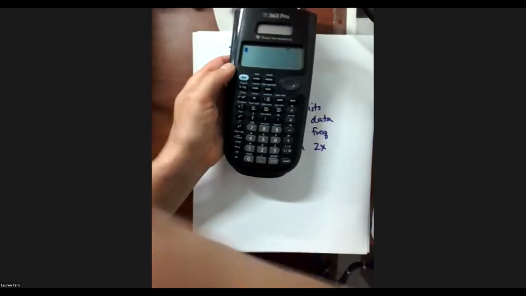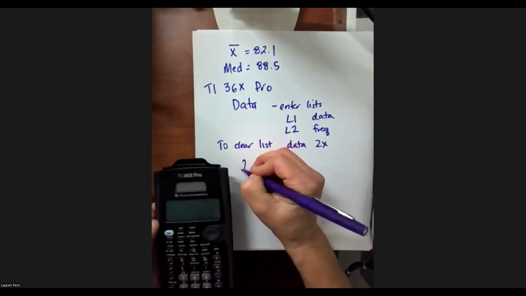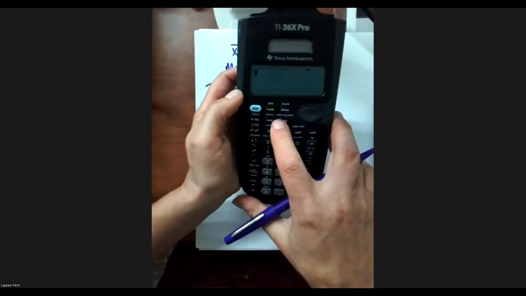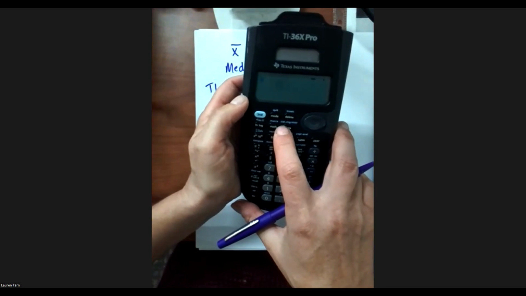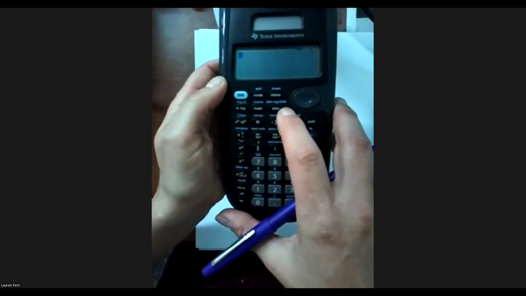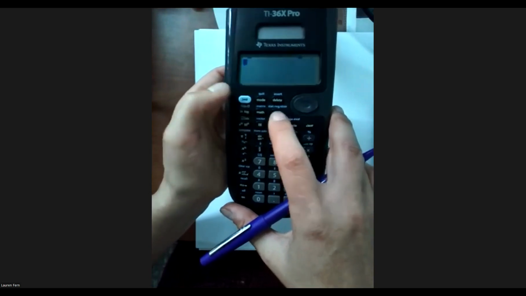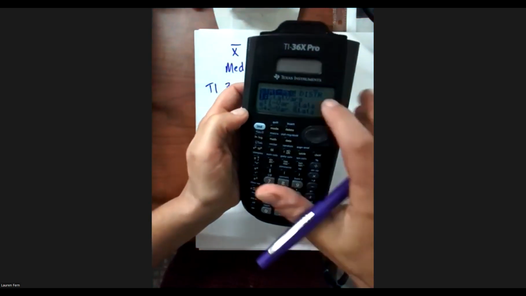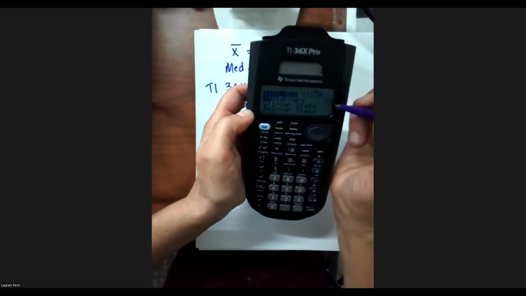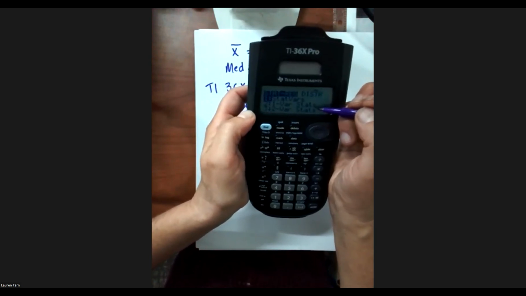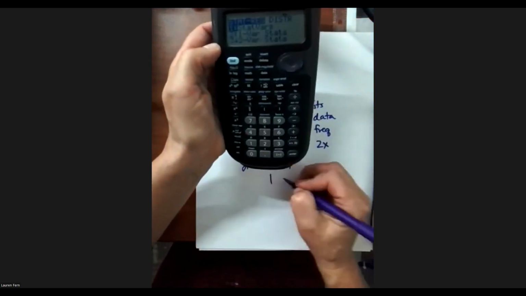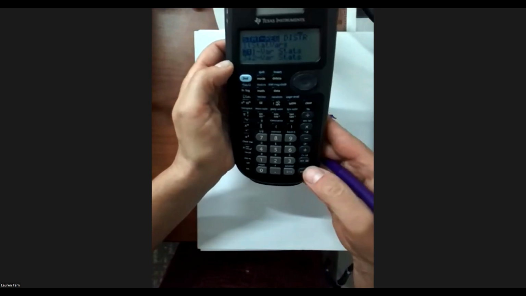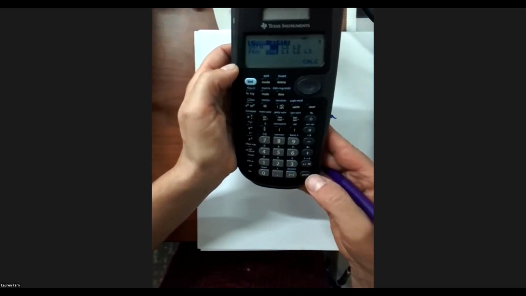All right, now to do the computations in this calculator, you're going to hit your second data button, because if you look at it, it says in blue, stat reg distr. So you're going to hit second data. And what we want to do is go down here to 1 var stats. So I'm going to arrow down to 1 var stats, and I'm going to hit enter.